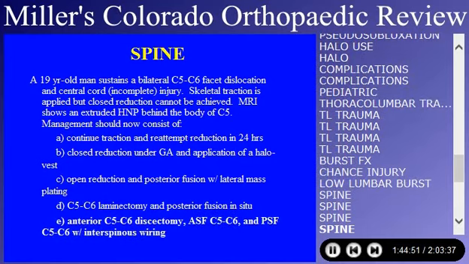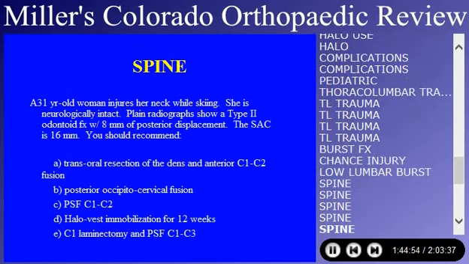Okay, 31-year-old woman injures her neck while skiing. She is neurologically intact. Type 2 odontoid fracture, 8 millimeters of posterior displacement. Posterior displacement in type 2 odontoids is another relative risk factor for non-union. It's never really been as well correlated as the degree of displacement, but it's another thing to keep in your memory banks.